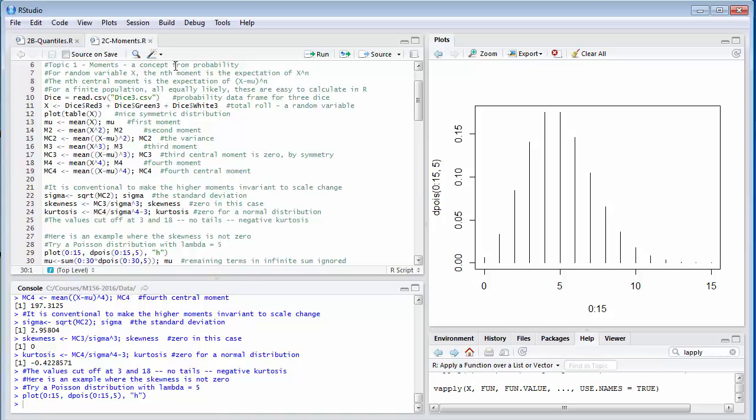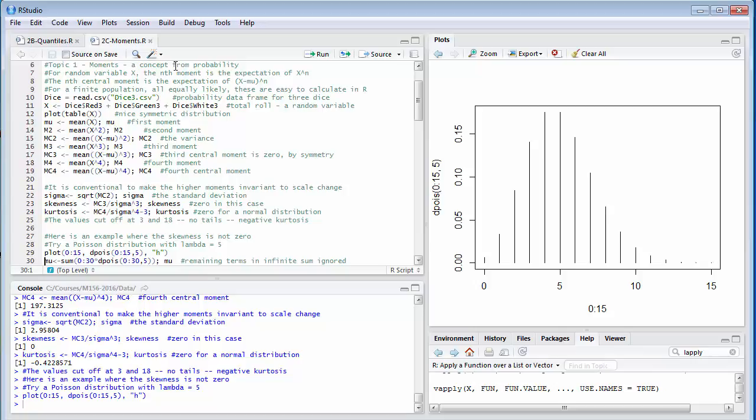This will turn out to be the limit of a binomial distribution when you have lots and lots of trials, each with a very small probability of success. Now I want to calculate the expectation, mu, the first moment.